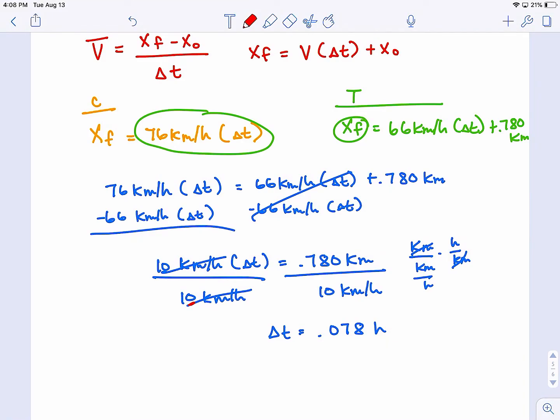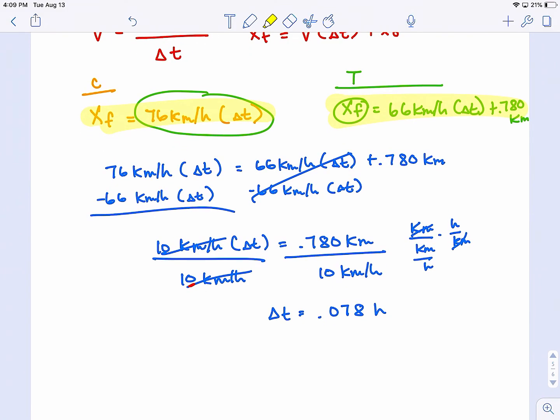Okay, so we determined the time that the car and the truck will meet mathematically. There's also a way to determine this time or the meeting point graphically. So if you look at these equations, hopefully you'll recognize they look kind of like a linear equation, y equals mx plus b. And that's exactly what they are.